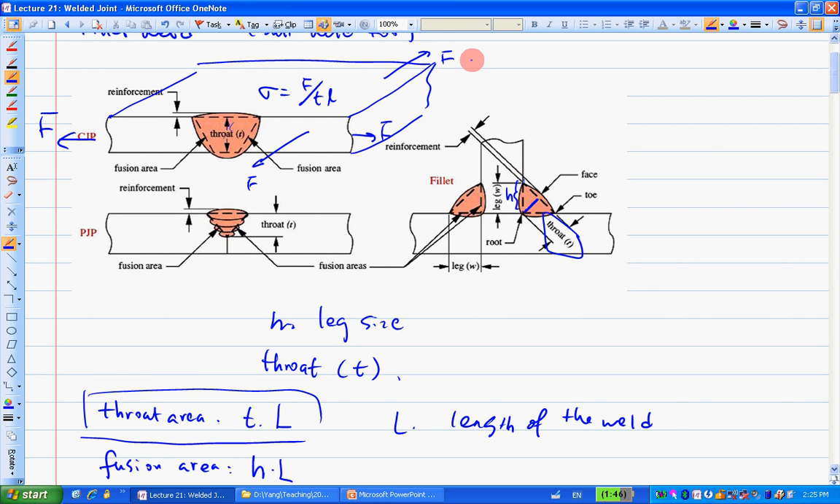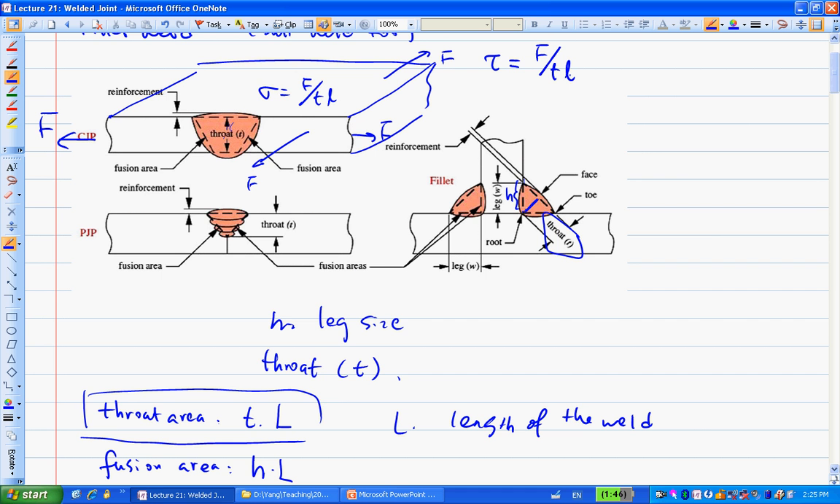If the force is applied this way, then the stress at the throat area is not going to be normal anymore. It's going to be a shear stress. It's going to be F over tL2, right? But it's a shear stress now. So that's for the butt weld. That's the type of stress that you will see, and it's very simple.